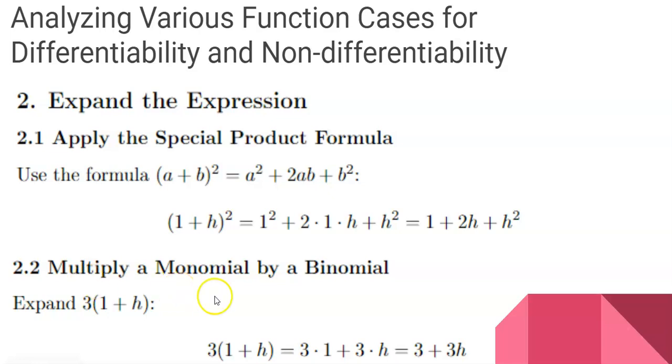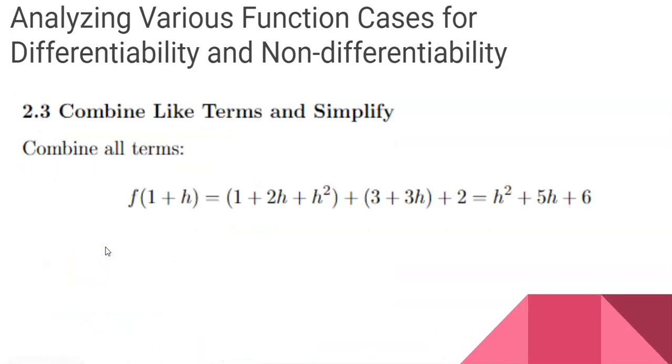Then we multiply a monomial by a binomial. We expand 3 times (1 + h). So we have 3 times 1 is equal to 3. And then 3 times h is equal to 3h. Then we combine like terms and simplify. f(1 + h) is equal to 1 + 2h + h². So this is the (1 + h)², right? And then we have plus 3 plus 3h. This is the 3 times (1 + h), and then we have 2.